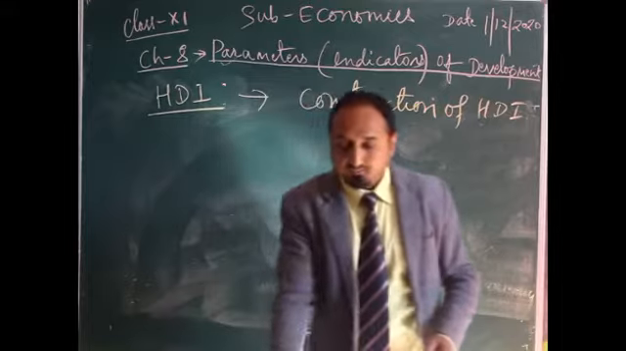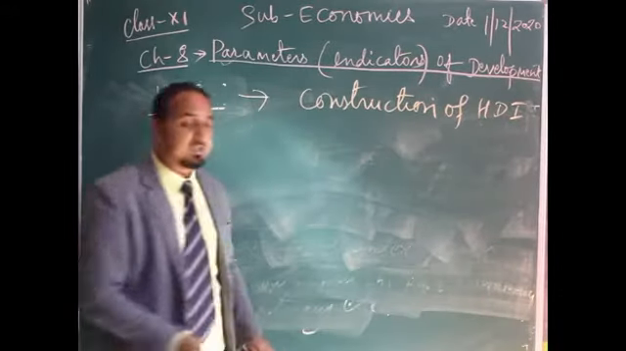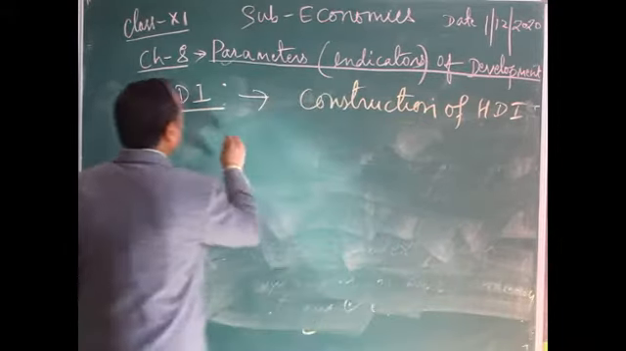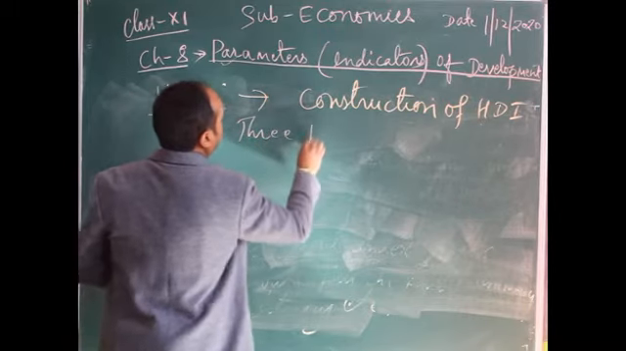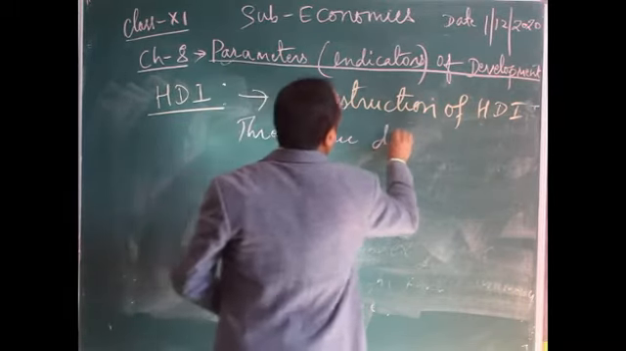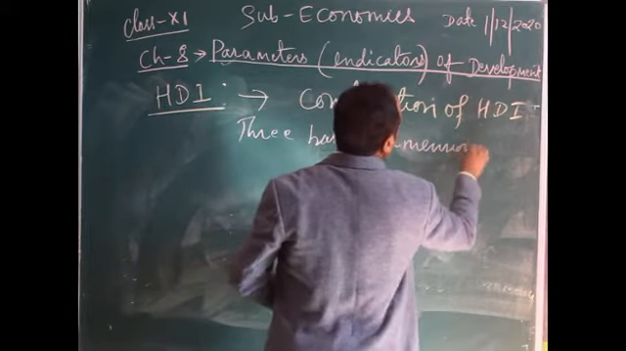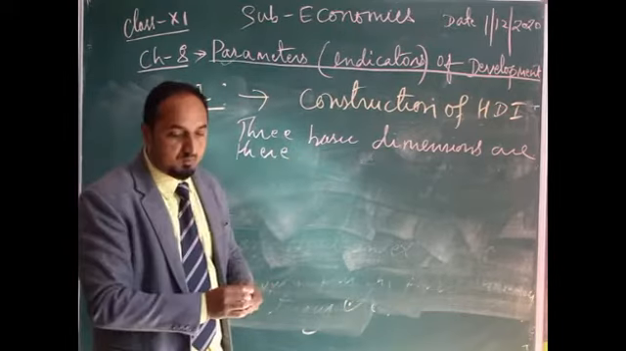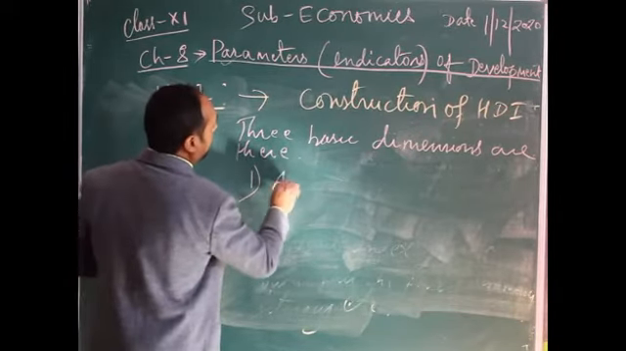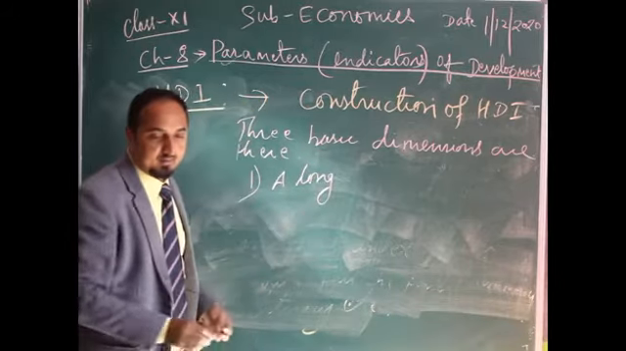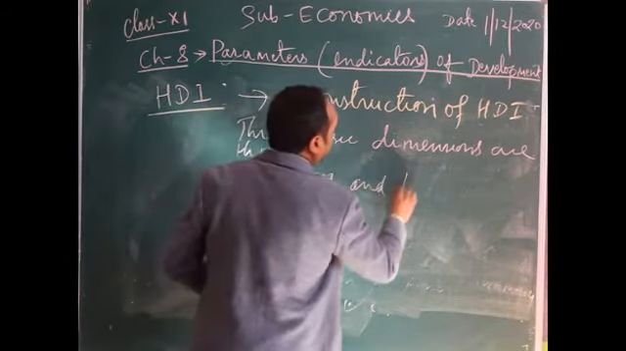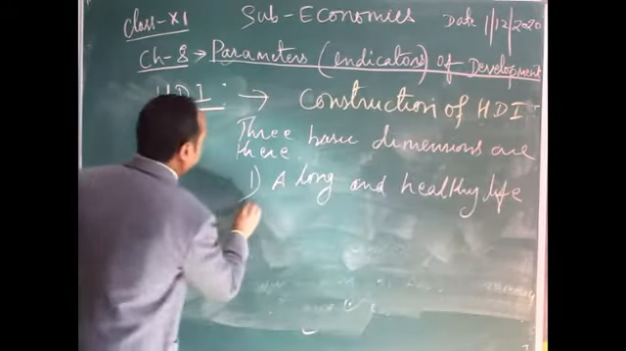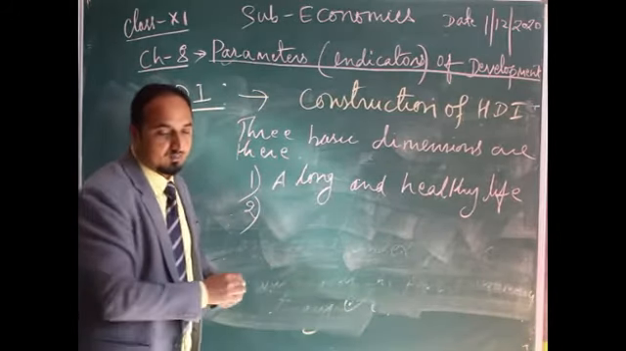As I said, the choices have increased. Now in order to calculate HDI, we have to consider three basic dimensions. Three basic dimensions are there. Number one, we have a long and healthy life. Number two, we have to acquire knowledge.